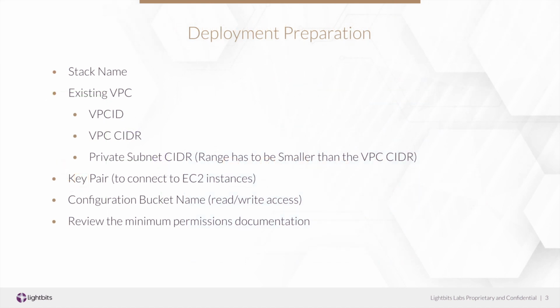To ease the deployment, prepare the stack name of your choice, your existing VPC ID and CIDR, as well as the private subnet range for your cluster. You will need an EC2 key pair to connect to your instances. To store your cluster configuration, you will need an S3 bucket with read and write access. We recommend you review the minimum permissions for your account in our documentation.